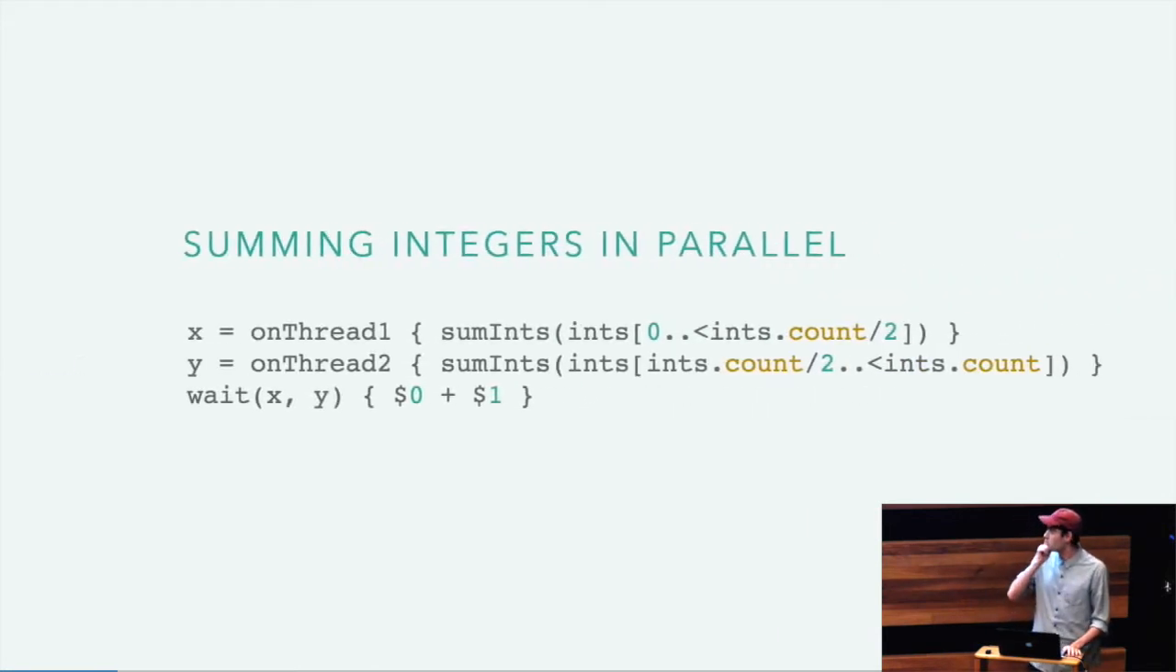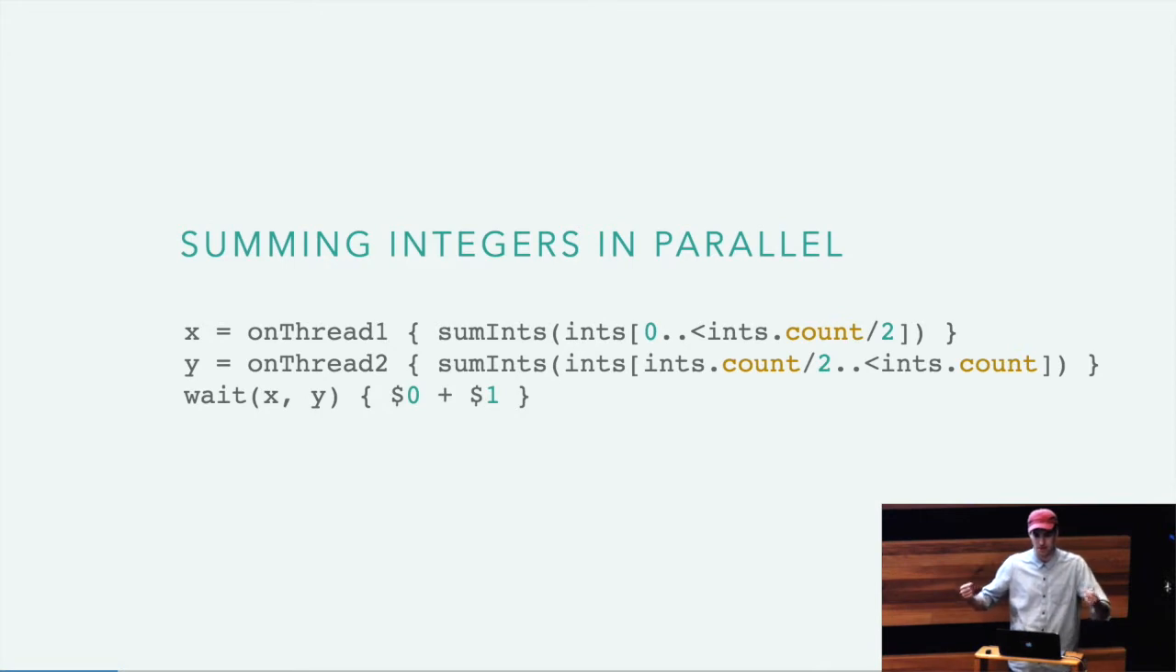So maybe we want to sum two things at the same time. If I have two cores on my phone, I can sum half on one thread, half on the other thread. When I get the results, I can then add those last two numbers together. And I've sort of doubled my performance. But this is not super interesting because we don't really ever want to add 40 billion integers, I guess. But we do want to combine things sometimes.